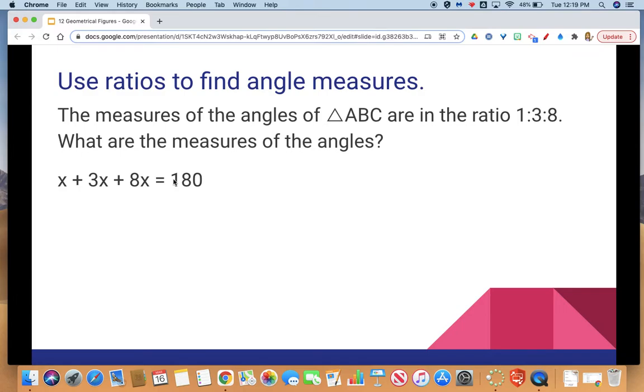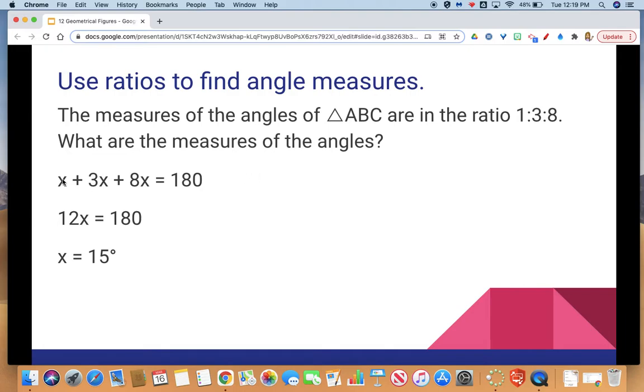Then we solve that like we would an equation. We have x plus 3x plus 8x all on one side. So we can add those together to get 12x equals 180. Just like a one-step equation, we can divide both sides by 12. We figure out that x equals 15. Does that mean all of our angles are 15 degrees? No, that means 1x is worth 15 degrees.